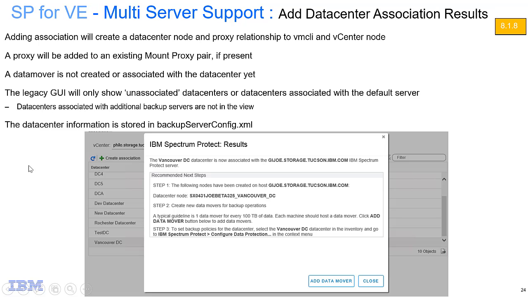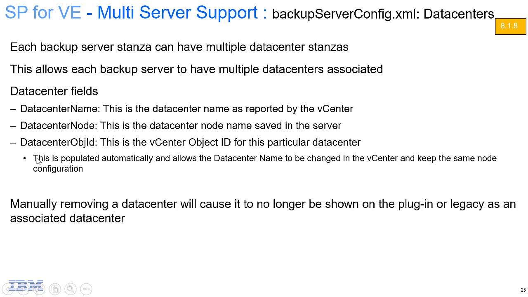One thing to notice is that all of this data center information is being stored in the backup server config.xml, and there'll be basically a stanza for each of the Spectrum Protect servers that you're adding into that. And inside of this backup server config.xml data center, some of the fields will include the data center name, the data center node, and the data center object ID. If you do manually remove a data center, it will cause it to no longer show up in the plugin or a legacy as an associated data center.